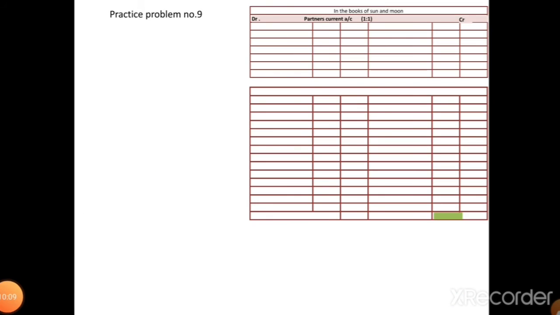Okay students, now we start to solve practice problem number 9 of the partnership final account. For that purpose we prepare the partners' current account of Sun and Moon and the balance sheet statement for the year ended 31st March 2019. Okay, so this is the format which is available in front of you. Now the trial balance items one by one we post in the partners' current account and balance sheet only.